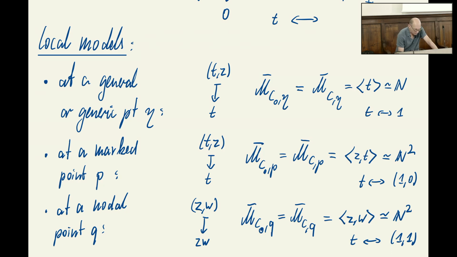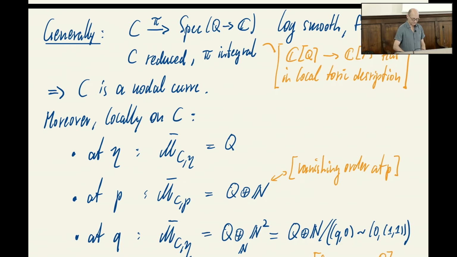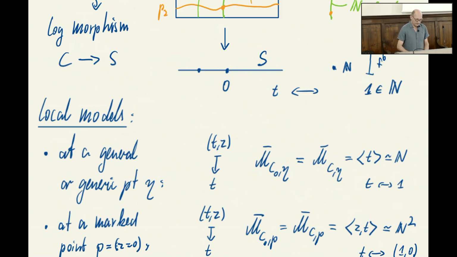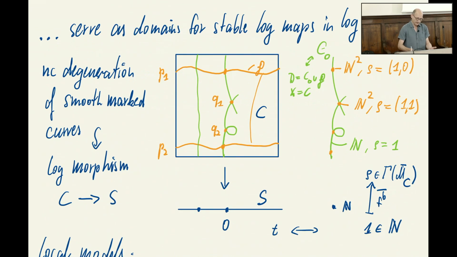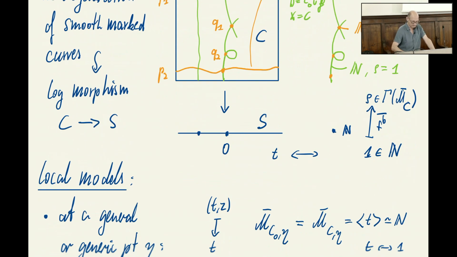So at a marked point p, I should say what this is. This is the z equals 0 in these. Let's choose z equals 0 as the correct coordinate. Then the log structure up here at this point is generated by z, and t corresponds to 1, 0, as we said. And at the nodal point, we have zw maps to z times w, and the log structure is generated by z and w, and the t corresponds to 1, 1. So these are the local models. So this was just some ad hoc thing over a family of nodal curves.